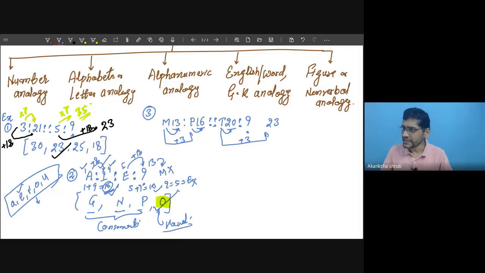And what is the 23? 23 means it is W. So W23 is the correct option. It will be given in the options. If not, then you have to search for the other relation. Student, this way, alphabets and numbers are related to each other. So these are very simple. You have to just think about what is there.